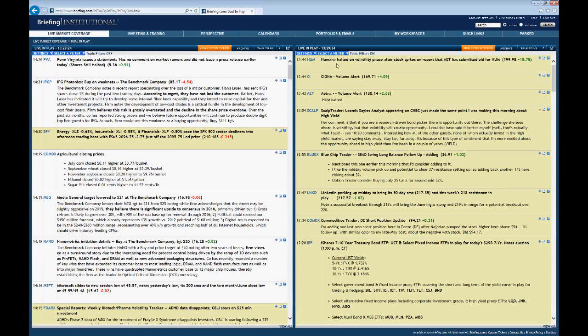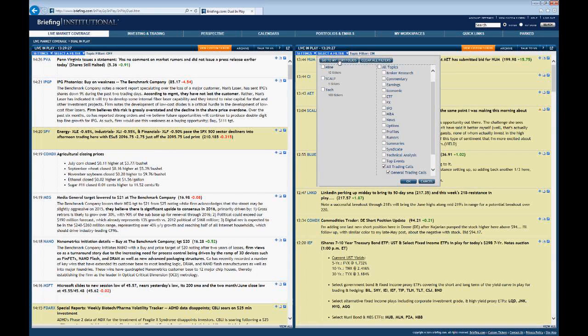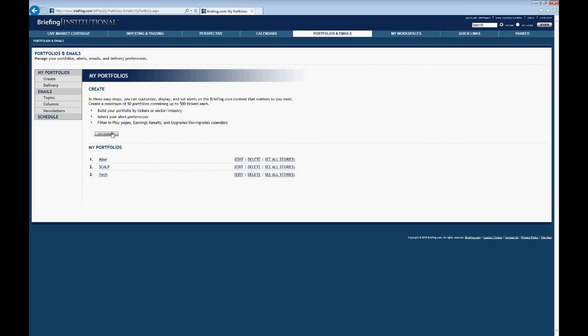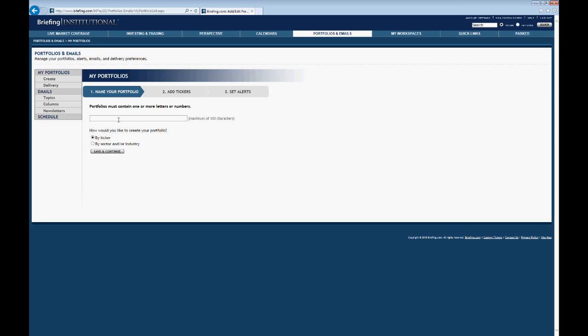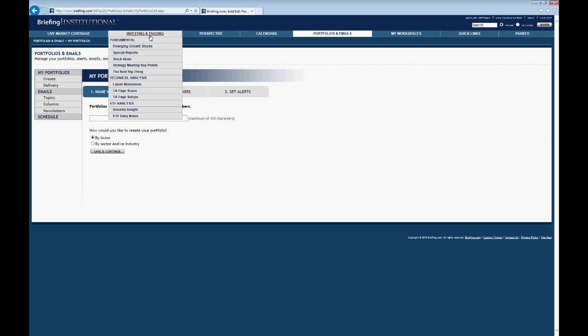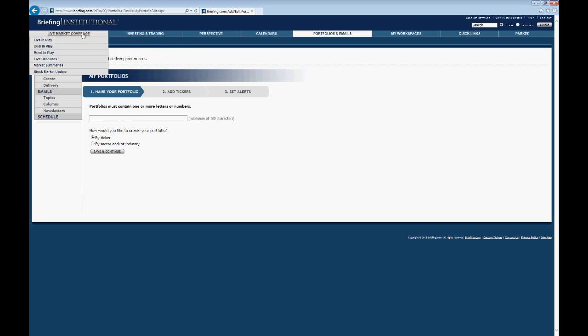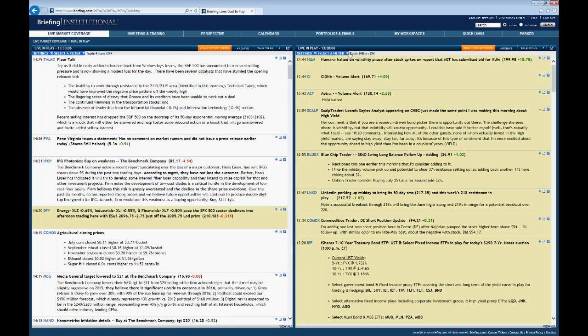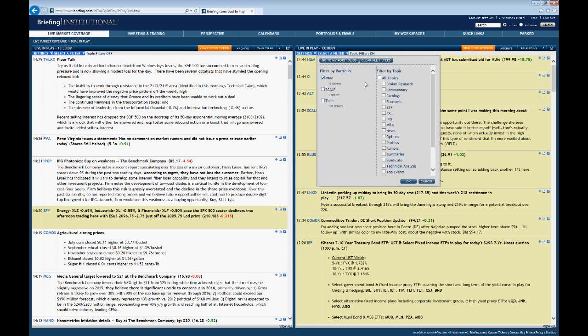The page can also be filtered by portfolio. You can set up a portfolio here by clicking on Go to My Portfolios, or you go to Manage Portfolios and Emails up here. It goes to a screen. Click the Get Started button, name the portfolio, and then go through a series of simple steps to create a portfolio with a list of tickers. That portfolio can then be used to filter Deal in Play further down by clicking on the portfolio and then updating the page again.